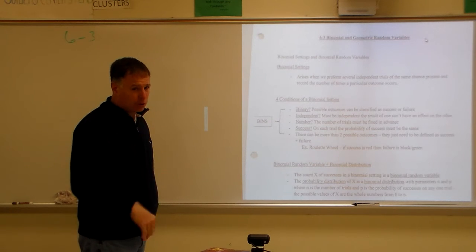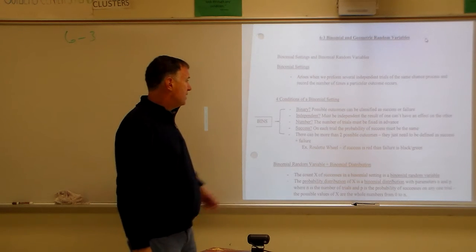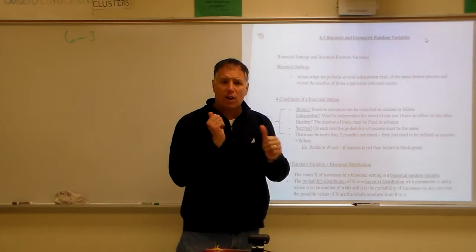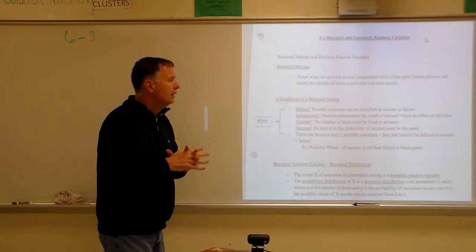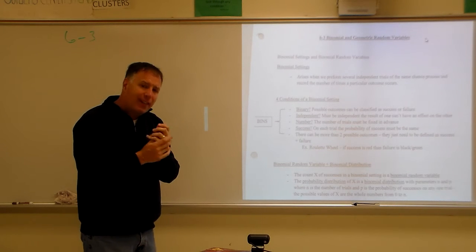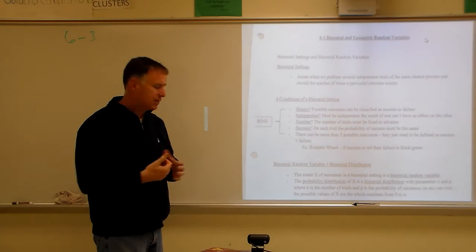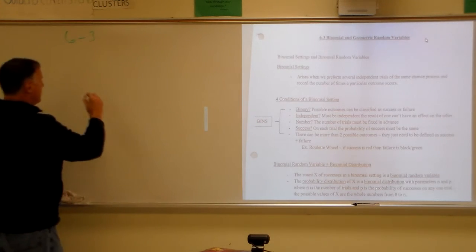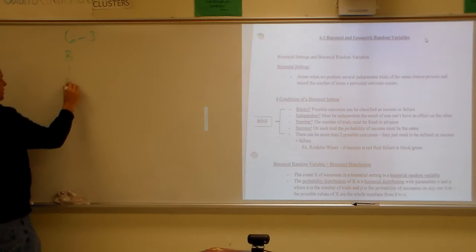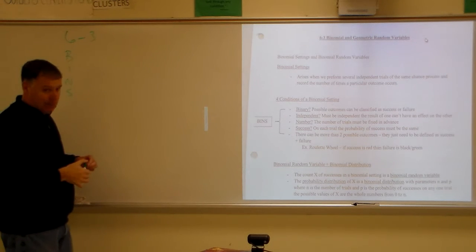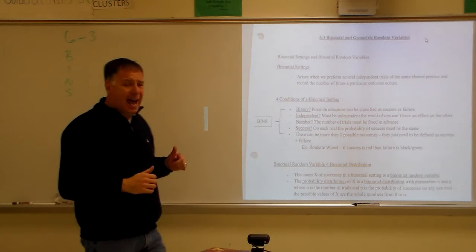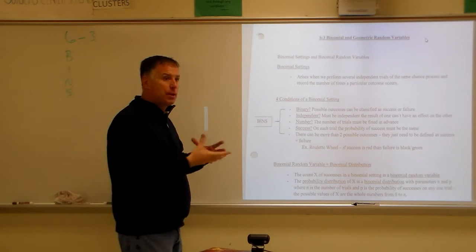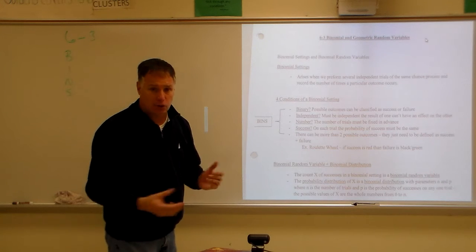Binomial, bi means two, so you want to remember that. This arises when we perform several independent trials. Independent, which means one does not depend on the other. Of the same chance process and record the number of times something happens. So there's an acronym. It's called BINS. It's going to help us determine if we have a binomial probability distribution, if we have a binomial random variable, if we have a binomial distribution.